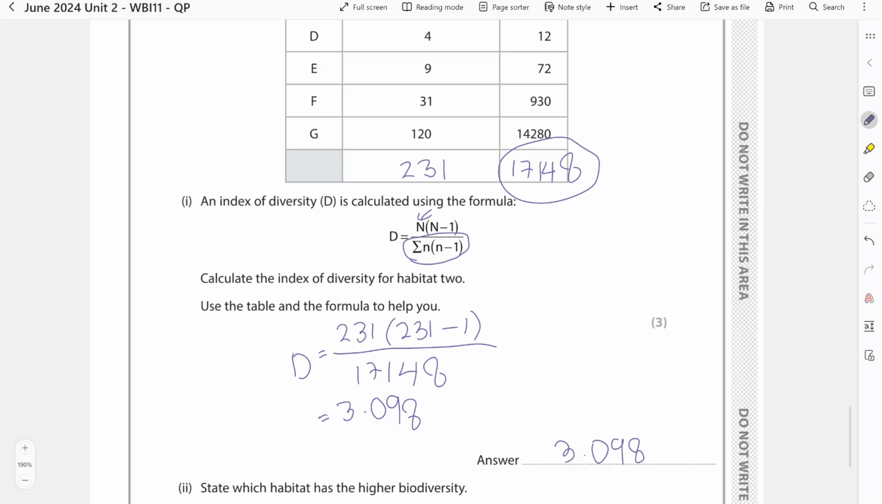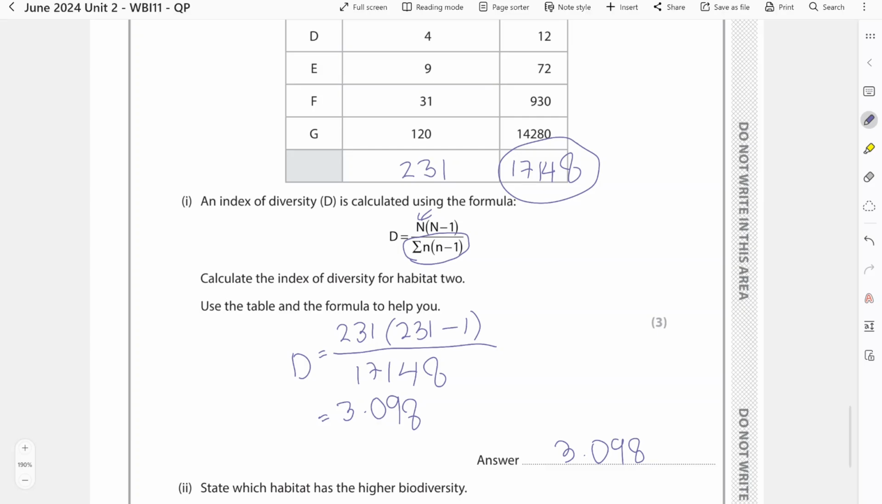Now, if you recall, the index of diversity takes into account two things: species richness, which is how many different species are present, and species evenness, which is how many individuals are there among the different species and how evenly spread or how evenly distributed those individuals are among those species.